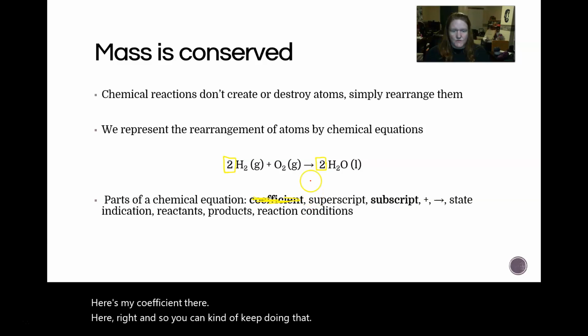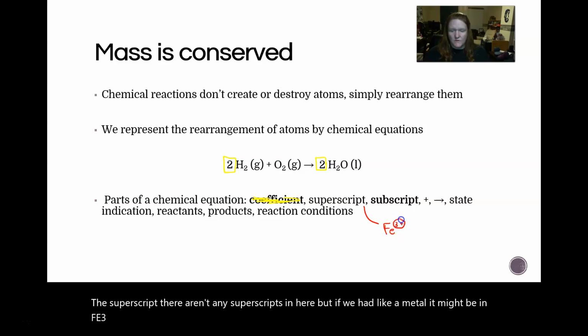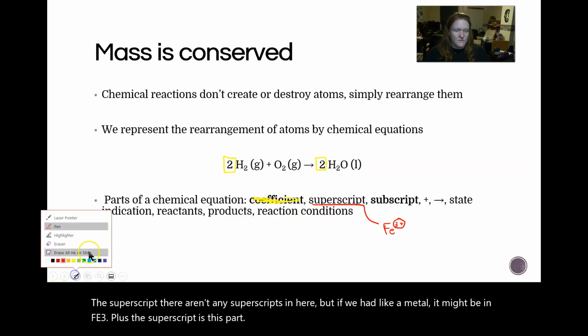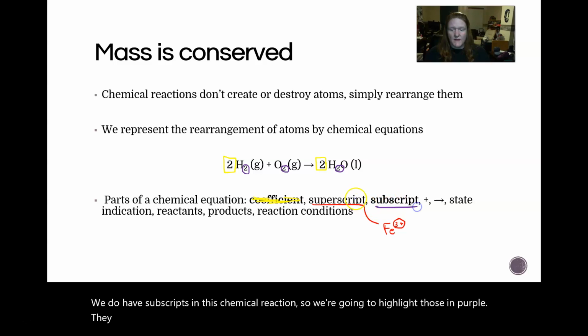The superscript, there aren't any superscripts in here, but if we had like a metal, it might be an Fe3+. The superscript is this part. We do have subscripts in this chemical reaction, so we're going to highlight those in purple. They're the number that tells you how many of that atom are in that molecule.